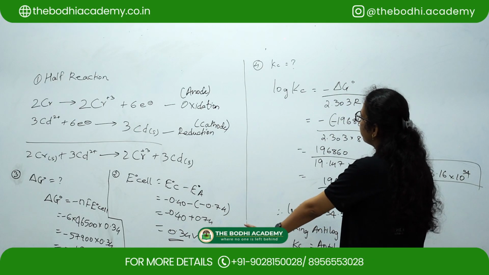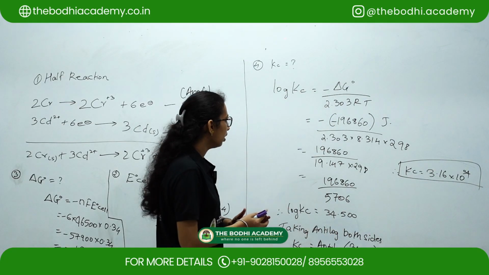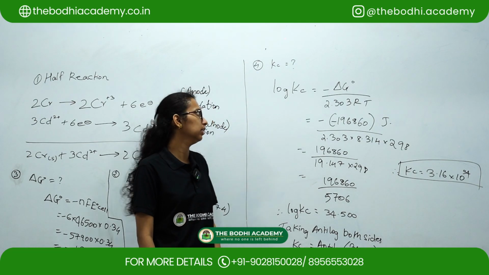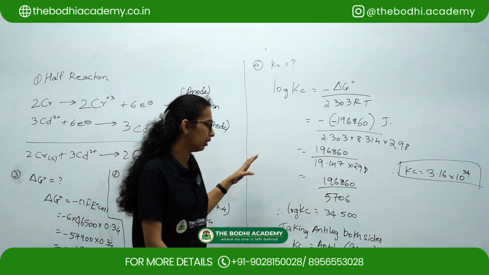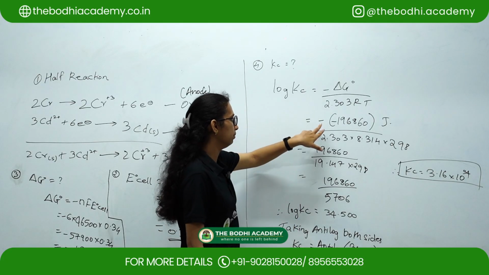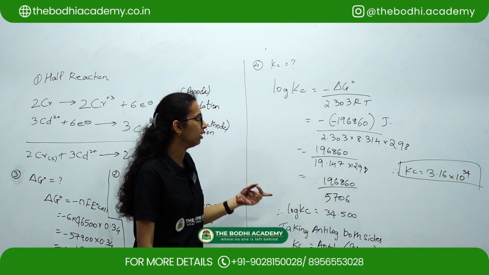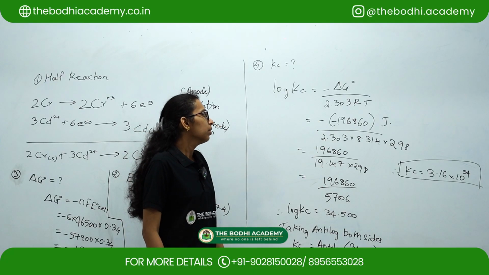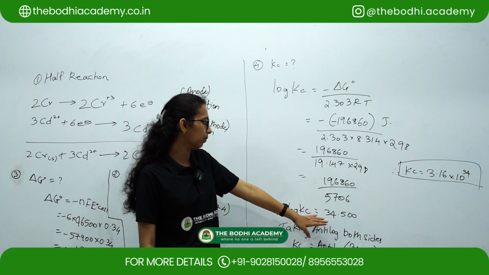Once you get the value of Gibbs free energy, you have to calculate the equilibrium constant. The equilibrium constant is Kc, and this is the formula: log Kc equals minus delta G naught upon 2.303 RT. The value you are getting here is negative, delta G naught in joules per mole. The same value I have mentioned here, minus minus will become plus. Substitute the other values, R as 8.314 and temperature 298, and then solve. Then you will get log Kc equal to 34.500.